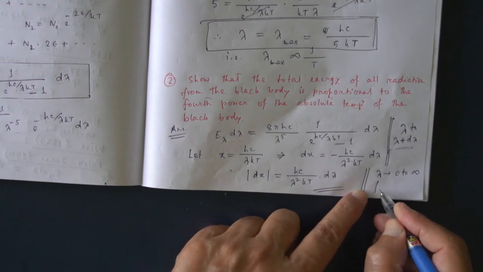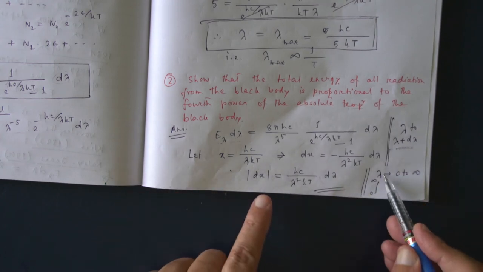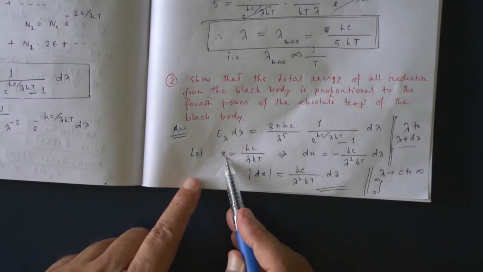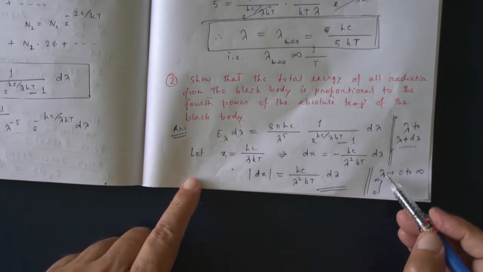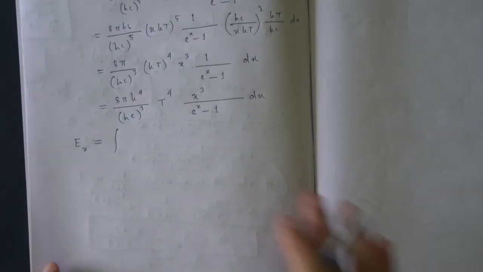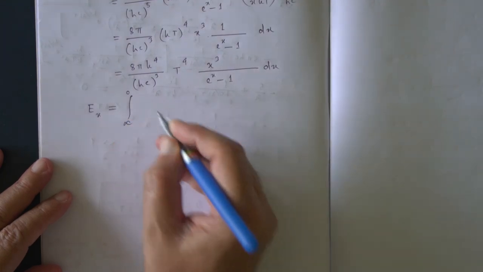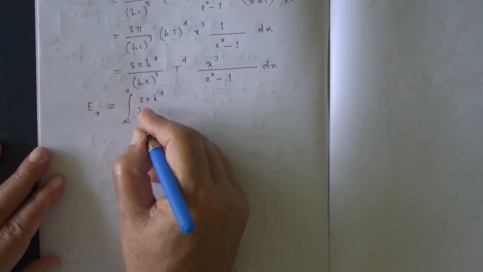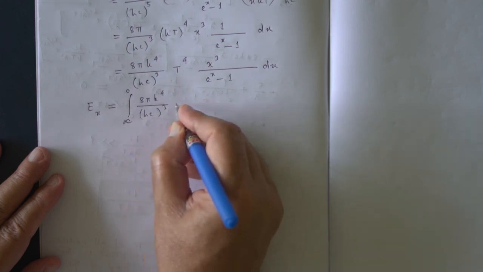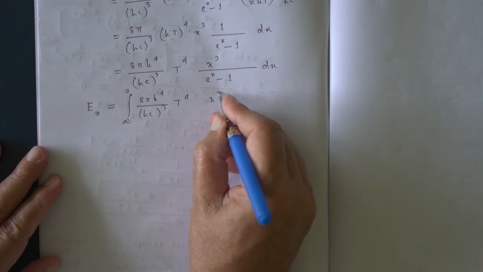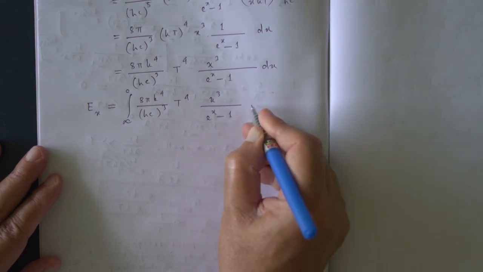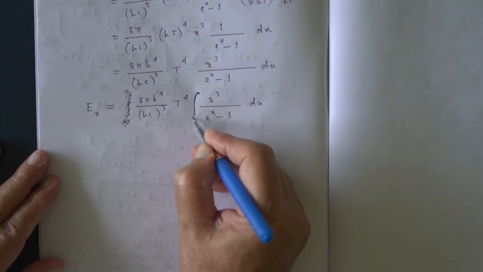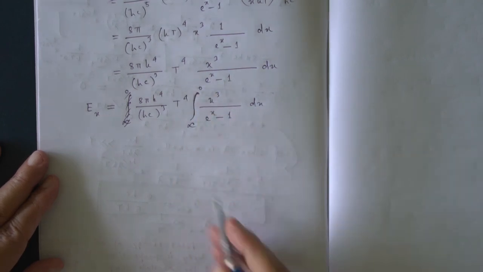Earlier the limit of integration was 0 to infinity when we used lambda. Now if we use x, the limit will be from infinity to 0. So this will be 8 pi k to the power 4 by hc cube, T to the power 4, x cube by e to the power x minus 1 dx. This is constant, so we can write the integration here, infinity to 0.